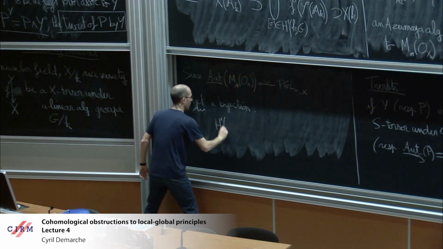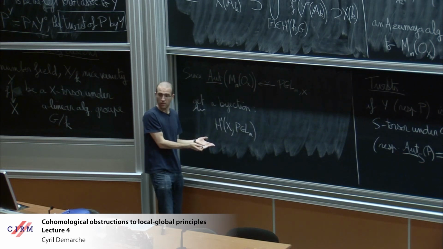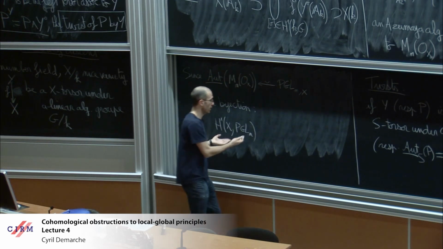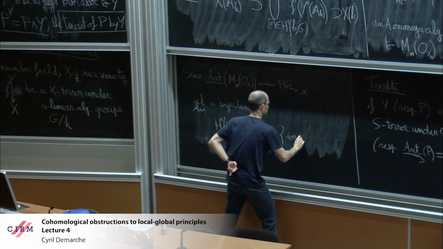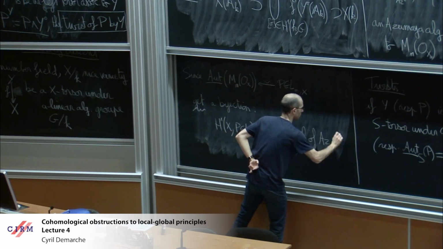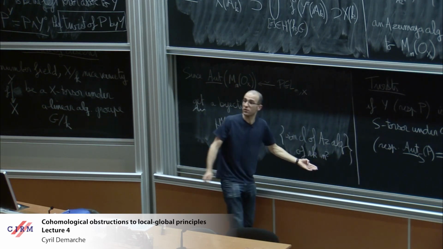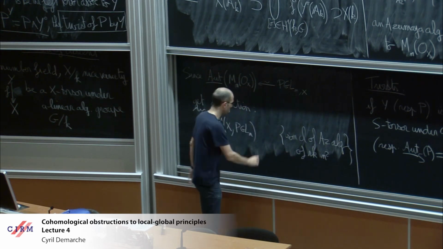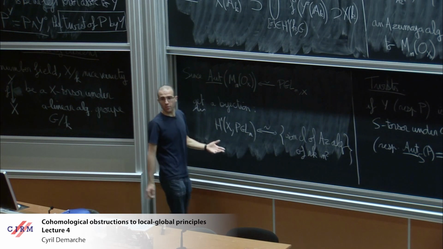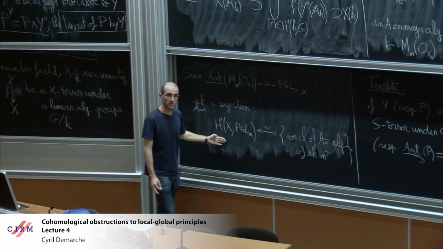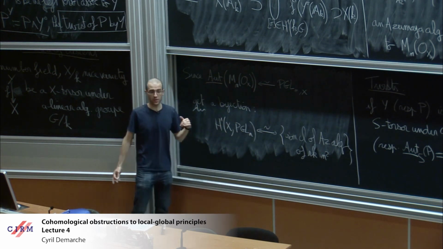between H1 of X, PGLN, which classifies X-torsors under PGLN, okay? And in the other direction, isomorphism classes of Azumaya algebras of rank n squared, which are locally isomorphic to Mn of Ox. Okay, so you get a bijection between these two sets. So that's why we said that Azumaya algebras of rank n squared are classified by this set. So up to isomorphism, they are the same as a PGLN torsor over X.